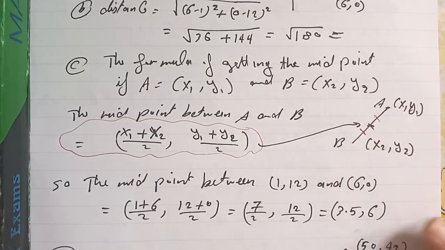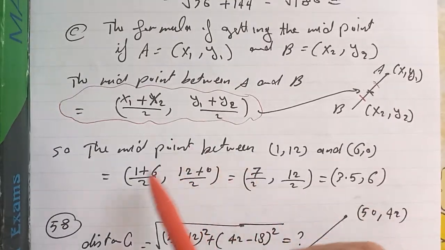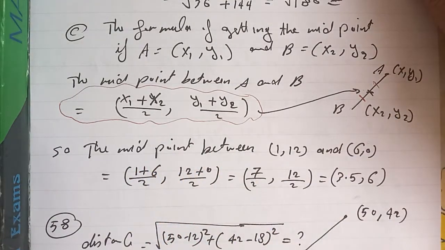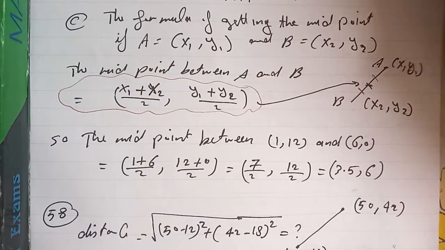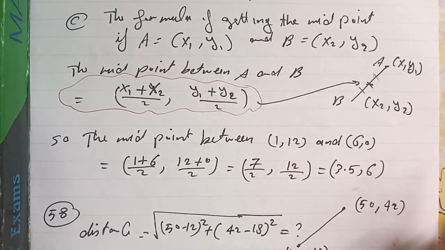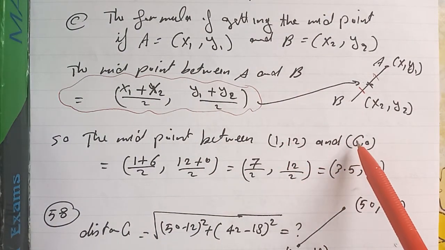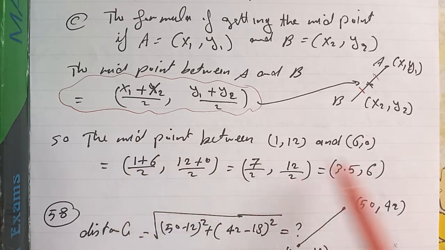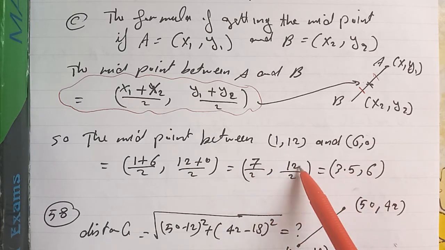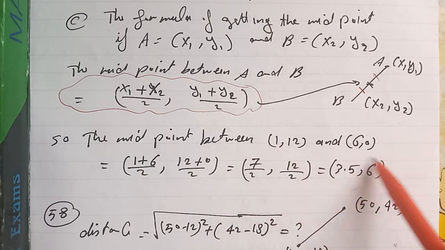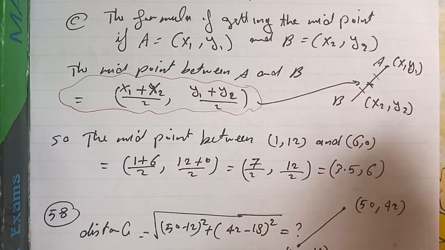So to get the midpoint between (1, 12) and (6, 0), you will get the average of 1 and 6, 1 plus 6 over 2, and 12 plus 0 over 2. It will be 7 over 2, which is 3.5, and 12 over 2, which is 6. This is the midpoint between the 2 points.